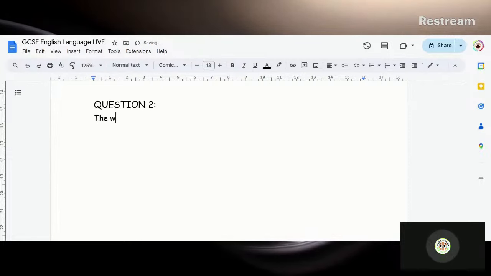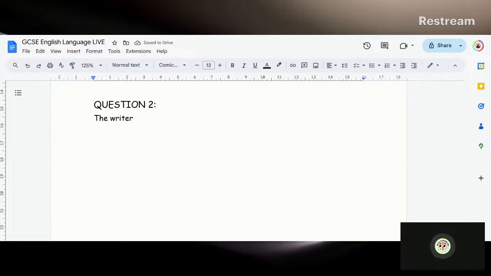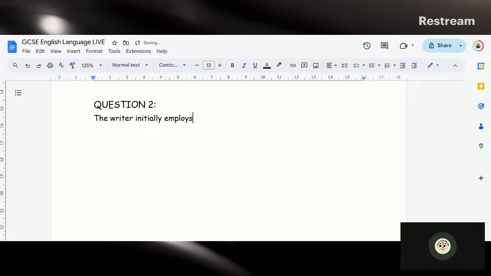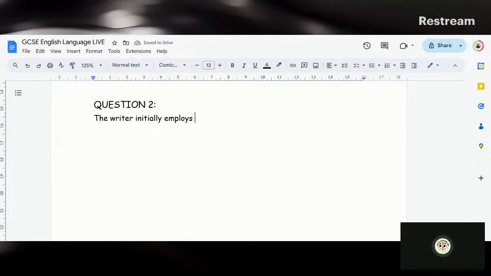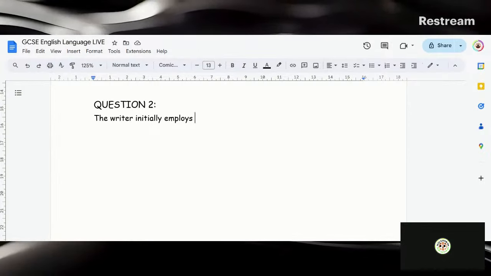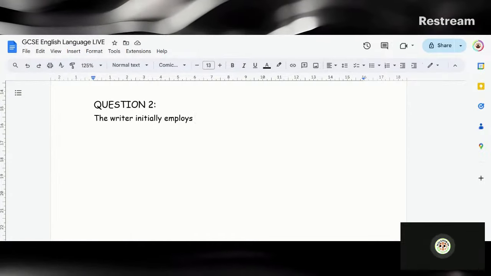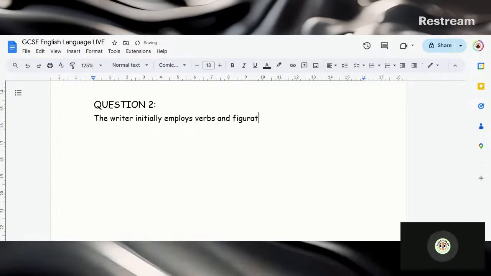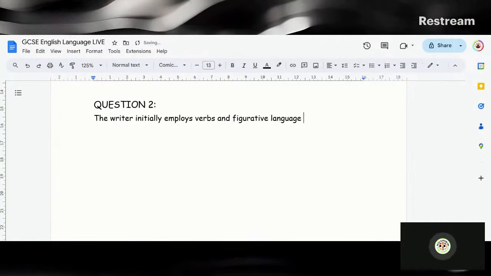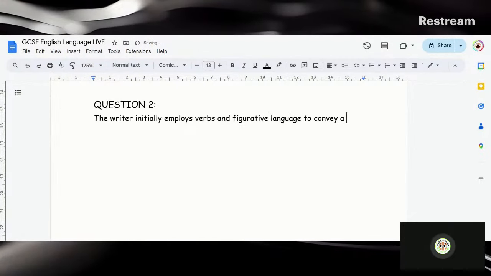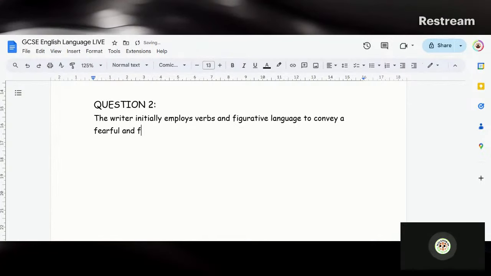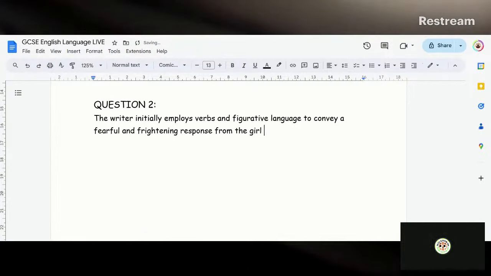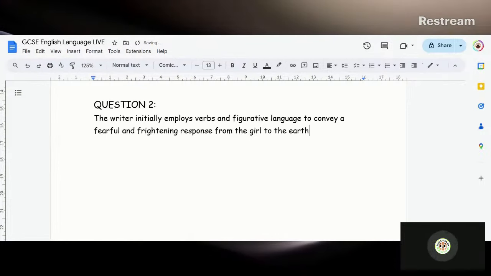So always begin the writer, and then again, we're focusing on language and we're focusing on the girl's reaction. So the writer, we can say initially employs verbs and figurative language, or we can just say figurative language in general, to convey a fearful and frightening response from the girl to the earthquake, directly answering the question here.